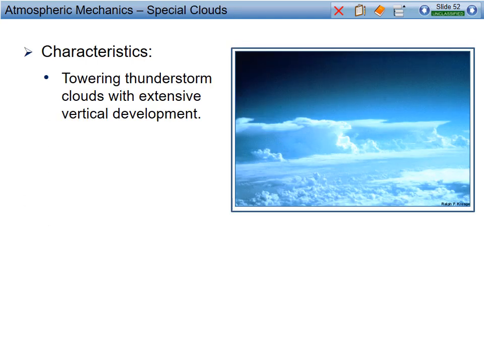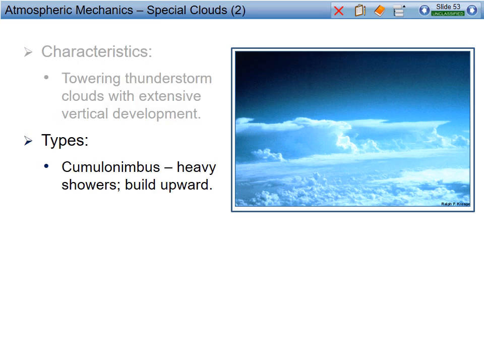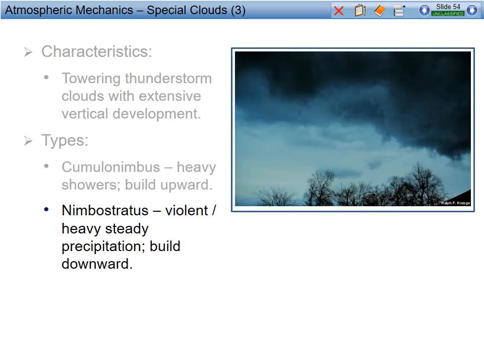Special clouds are the last type of principal cloud group, and these include towering thunderstorm clouds with extensive vertical development. The types of special clouds are cumulonimbus, a cumuliform type of cloud, the nimbus meaning heavy and violent. So these have heavy showers and they build upward. A nimbostratus is a stratiform type cloud, therefore it does not have the same upward building, but is still violent and heavy precipitation, although this time, since it is a stratiform type cloud, it is going to be characterized by heavy, steady precipitation, and it will be building downward.